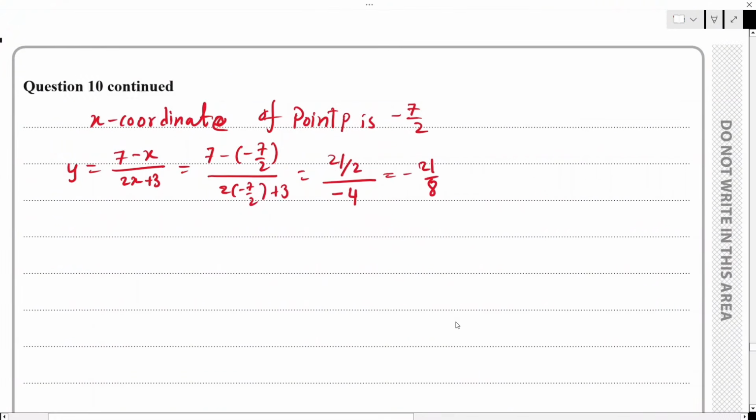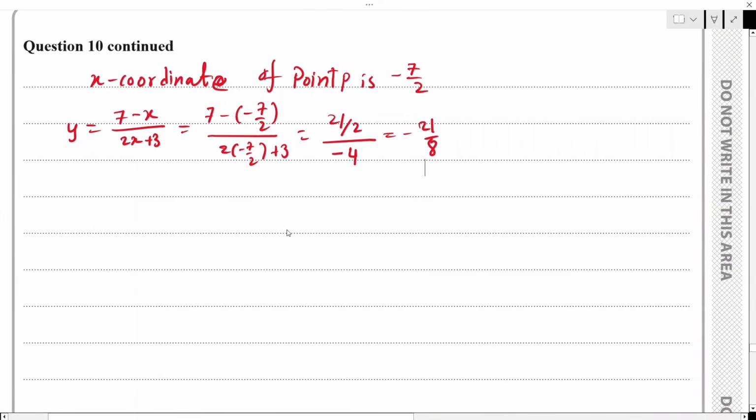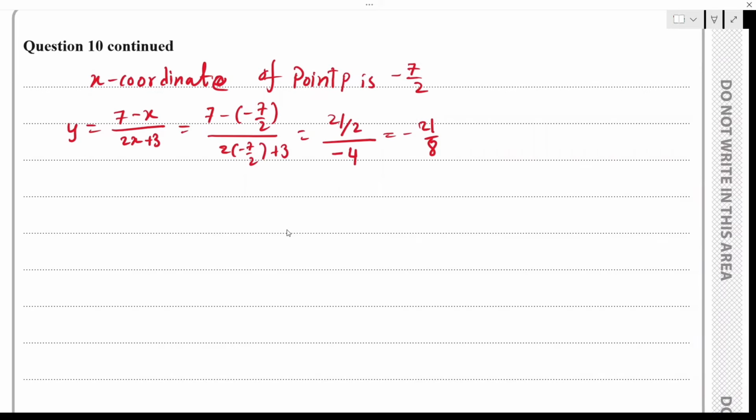Now we can find out the equation of our tangent. We know that in order to find the equation of any straight line, we need to find the gradient of that straight line, and we need to have a point on the straight line. In our case, we have the gradient of our tangent, and we also have a point on the tangent. The point on the tangent is point P. We now know that the point P has coordinates minus 7 by 2 and minus 21 by 8. So I can write that the equation of the tangent at P is y minus y1 equals m into x minus x1.